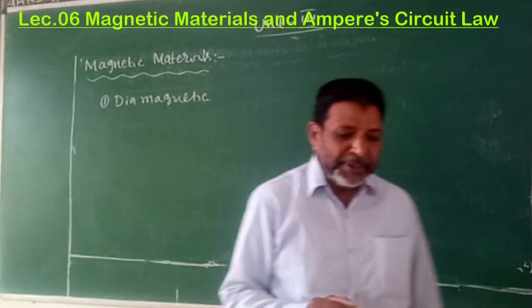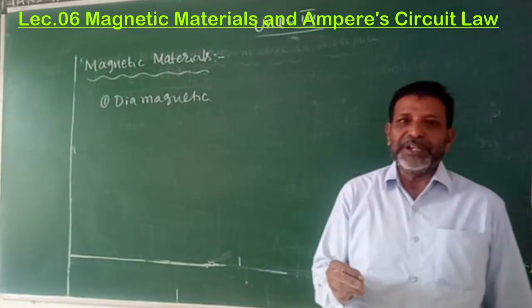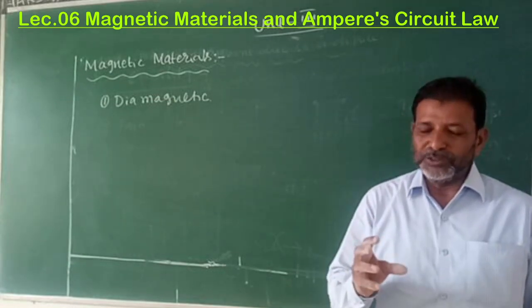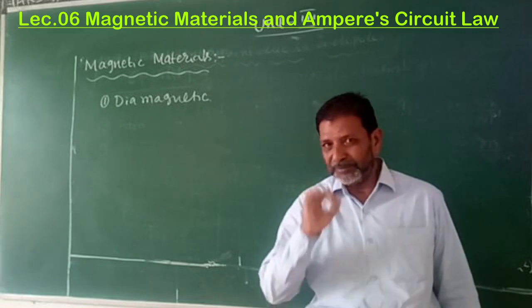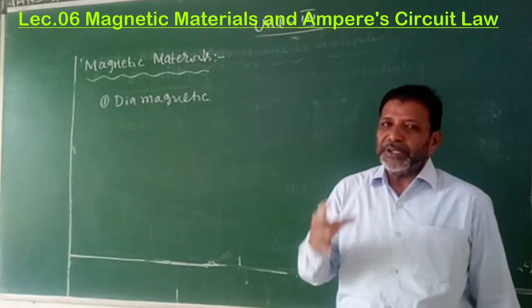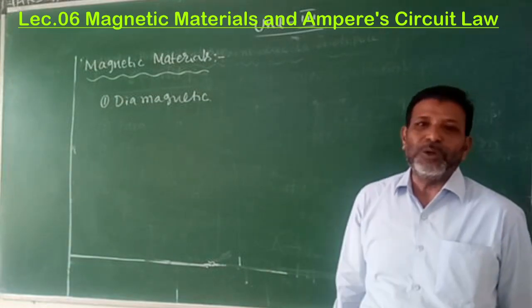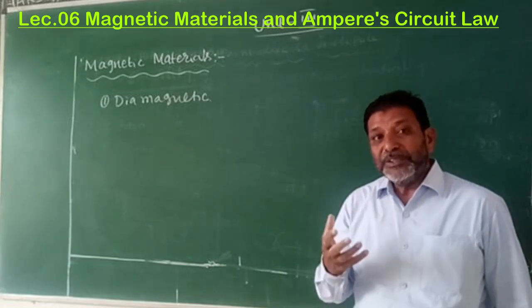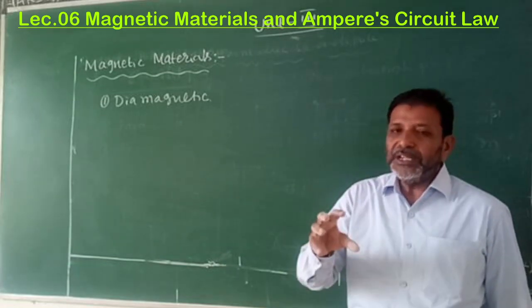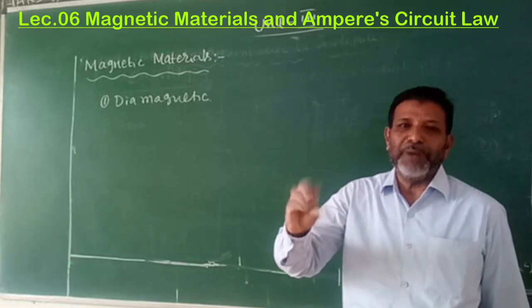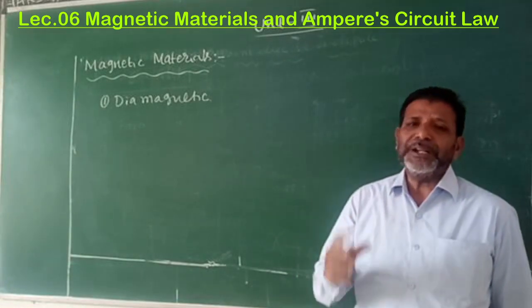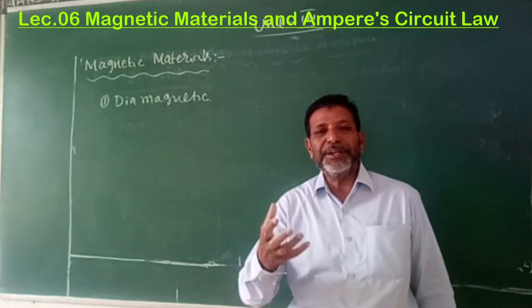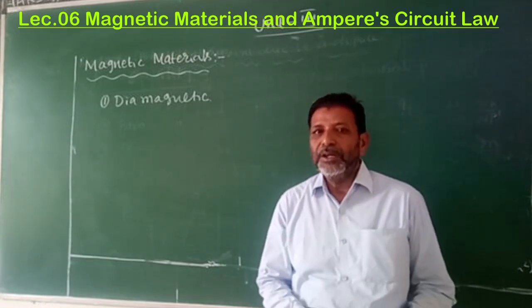Now, a diamagnetic material is one whose initial dipole moment is zero. Such a material is known as a diamagnetic material. That is, the material whose initial dipole moment is zero is known as a diamagnetic material. That means initially it doesn't have any magnetic moment. How can we realize that the magnetic moment is zero? Now, listen here.